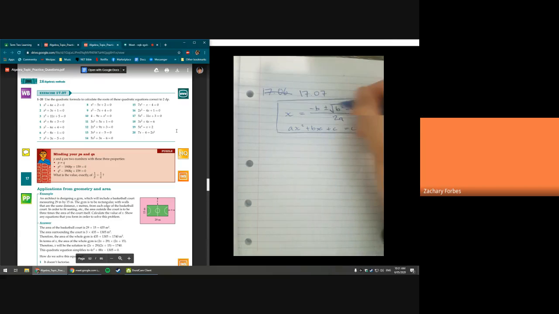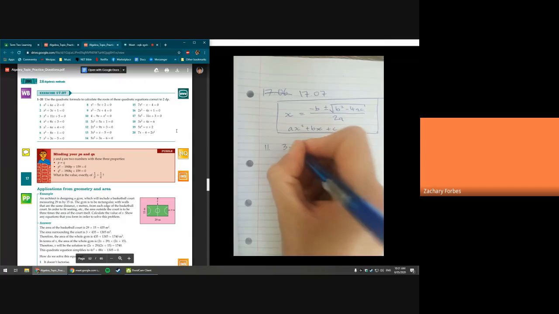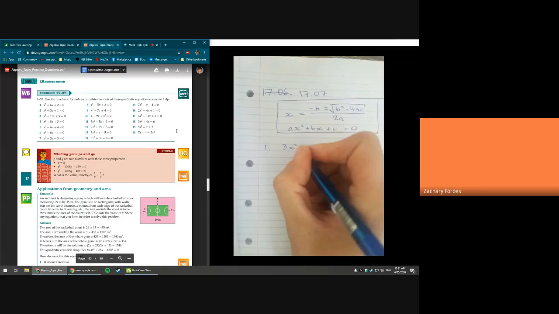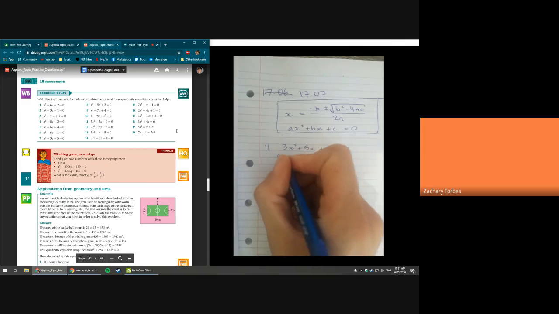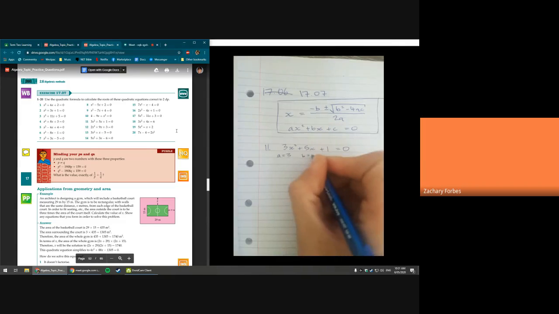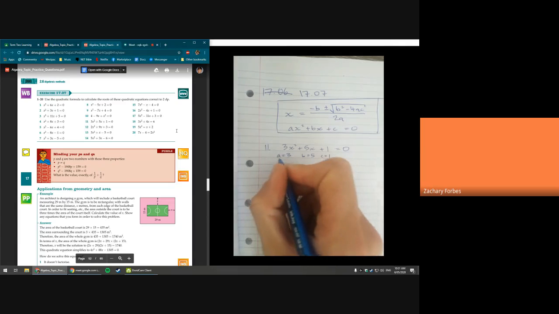So let's have a look at question 11. 3x squared plus 5x plus 1 equals 0. Nice, it's already in quadratic form. We know that a equals 3. We know that b equals 5, and we know that c equals 1. So it's all ready to go. Perfect. So we just put it into our formula.